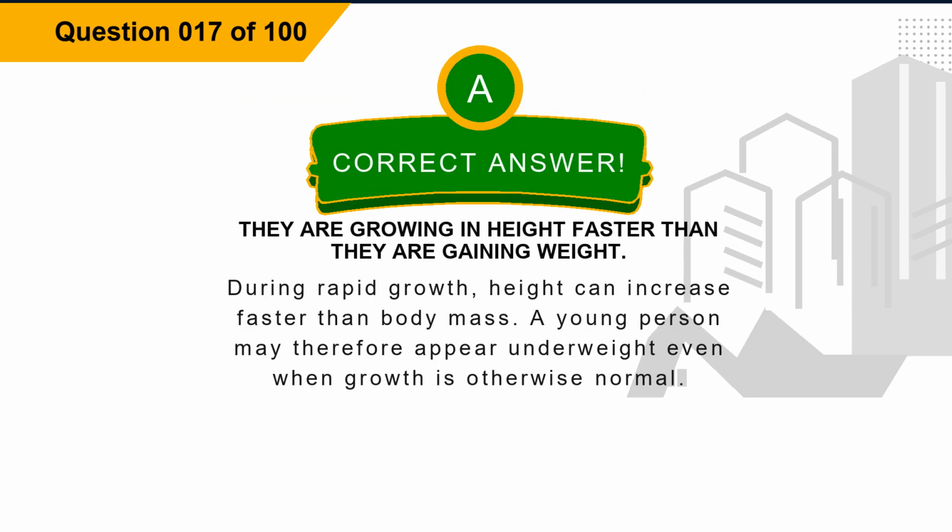The correct answer is option A. They are growing in height faster than they are gaining weight. Explanation. During rapid growth, height can increase faster than body mass. A young person may therefore appear underweight even when growth is otherwise normal.